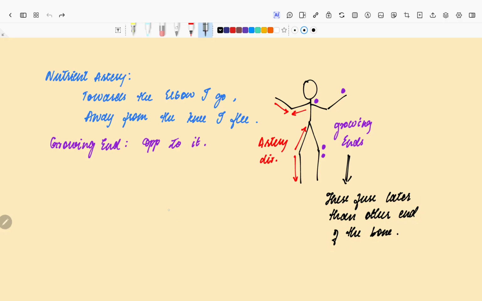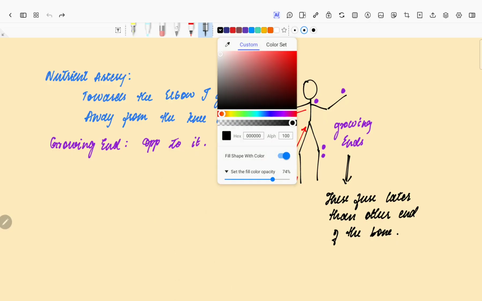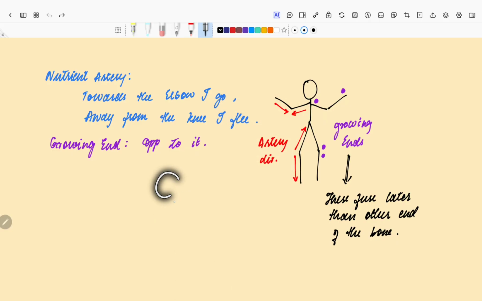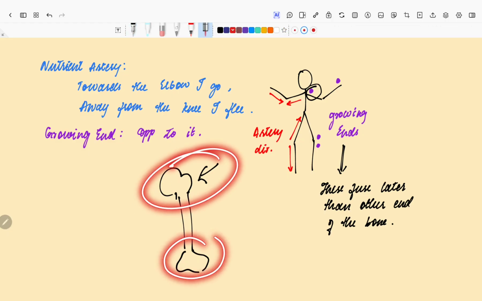So if we are talking about the humerus, this is a very rough sketch of the humerus. We saw that this end is the growing end, contributing to the shoulder joint. This end is the elbow joint contribution. That means this is the growing end, which means this fuses 1 year later than this.